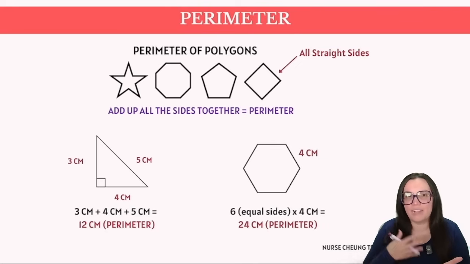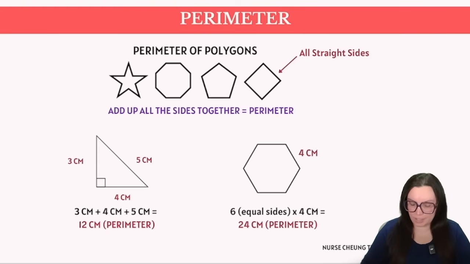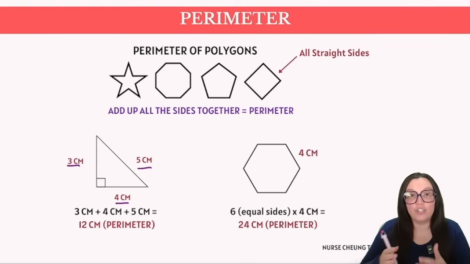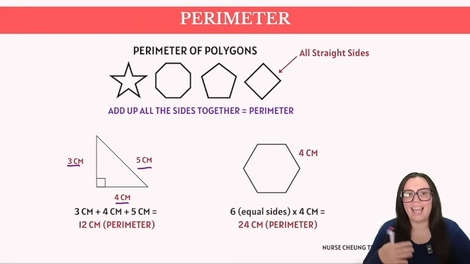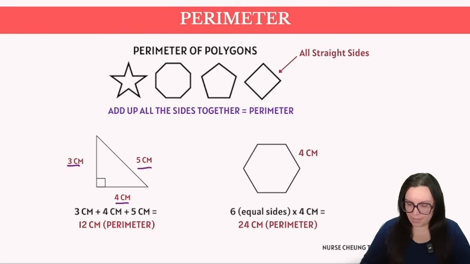Let's practice some examples of how this actually works. We're going to start with a right triangle. The triangle sides are 3 centimeters, 4 centimeters, and 5 centimeters. To determine the triangle's perimeter, we need to add the lengths of each individual side. So we calculate 3 plus 4 plus 5. The total gives us 12 centimeters, and that is our right triangle's perimeter.